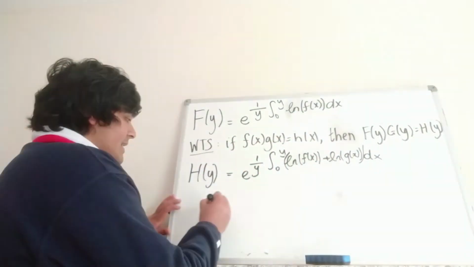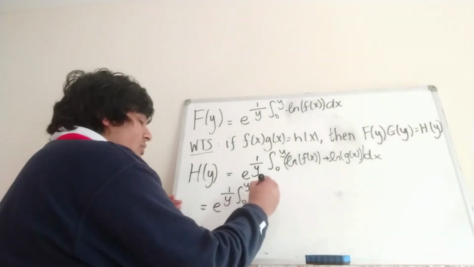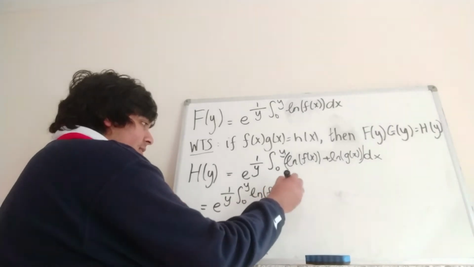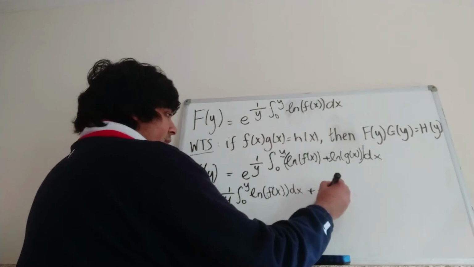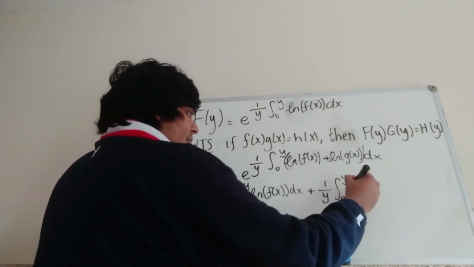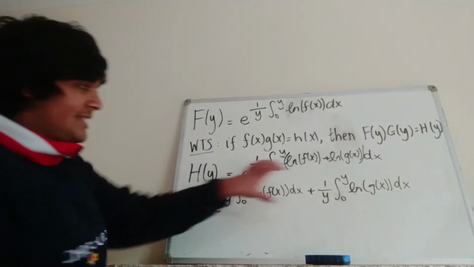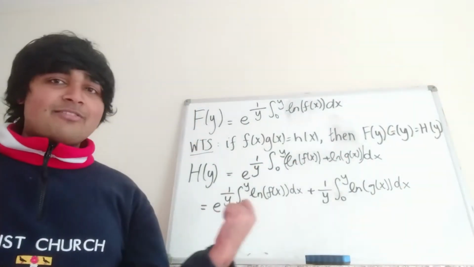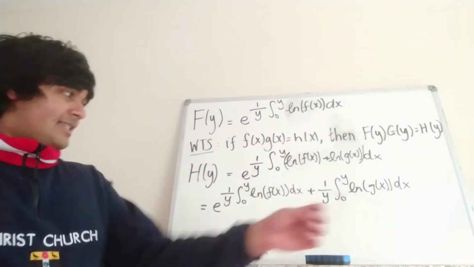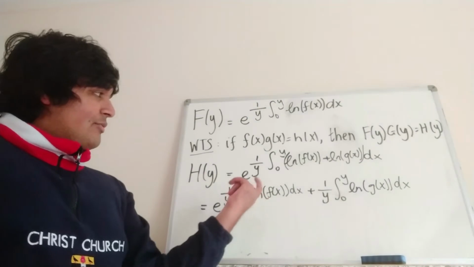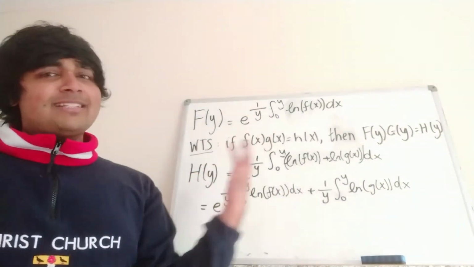So this is just e to the 1 over y times the integral from 0 to y of the natural log of f of x dx, plus 1 over y times the integral from 0 to y of ln of g of x dx. All of this is in the exponent, but then we can use another exponent rule that e to the power of a plus b is just e to the power of a times e to the power of b. So this thing here, I can write as the product of two e to the somethings multiplied together.